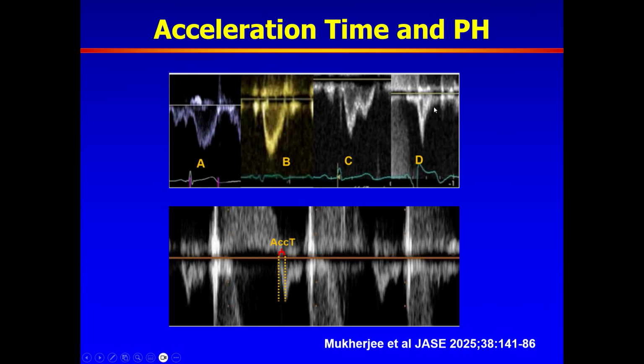And finally, when the RV goes down, you end up with a very short acceleration time and a really small time velocity integral because the stroke volume is now down. So that's an evolution of severity of pulmonary hypertension. As its name implies, acceleration time is the time from onset of flow to peak flow. The shorter that time interval, the higher the PA pressure. So there is an inverse correlation between them, and the lower limit of normal is 105 milliseconds. Again, it depends on heart rate like other time intervals.